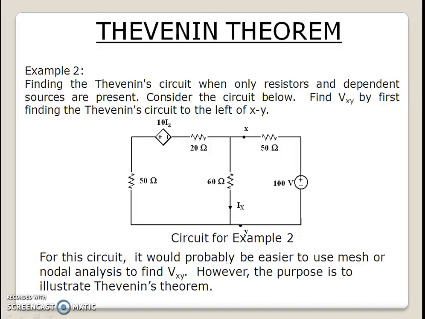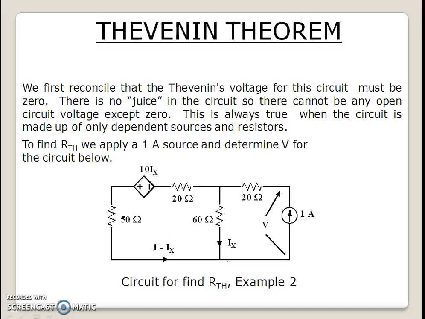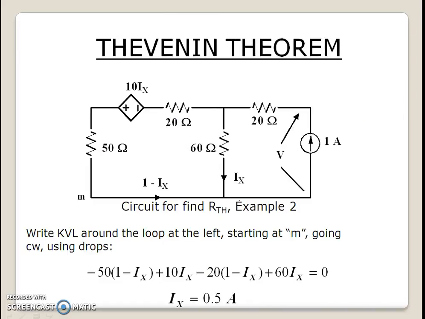Let us take up one more example where we need to find out the Thevenin's equivalent network across X and Y. So first, to find the RTH, excite the terminals X and Y with a 1 ampere current source. Then with a simple mesh analysis, we can find out that the Ix value is 0.5 ampere.